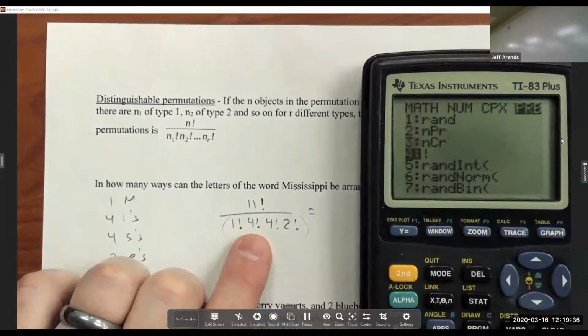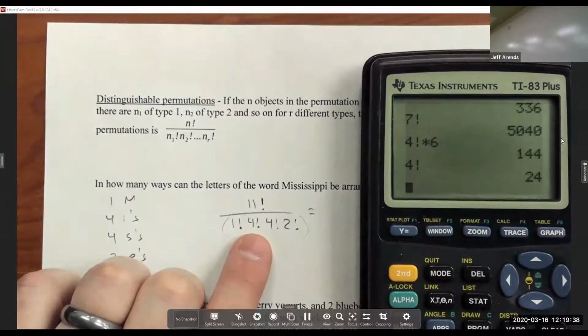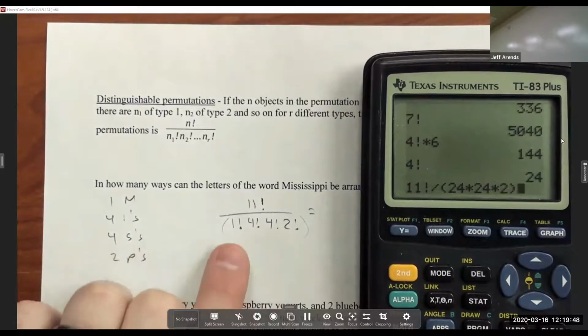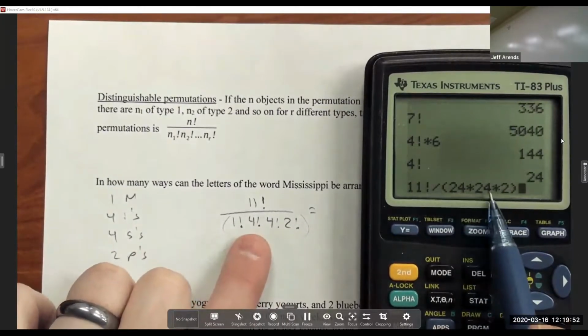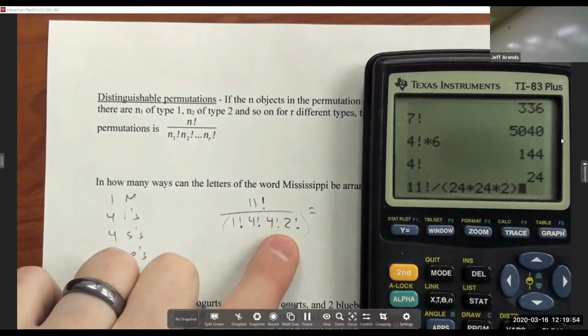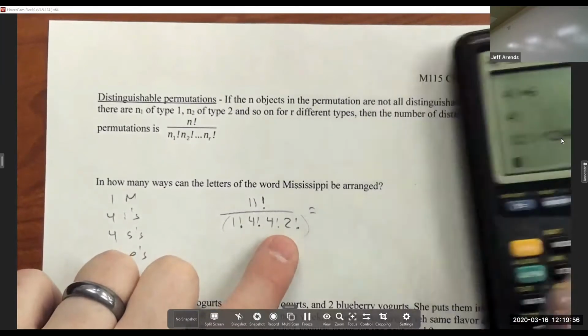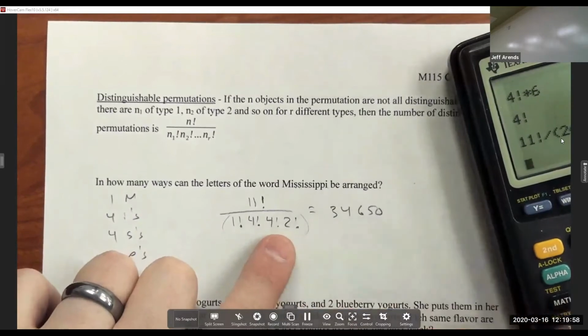4 factorial is 24. So I'll do 11 factorial divided by parentheses 24 times 24 times 2. 2 factorial is just 2. 1 factorial is 1, so I don't need to put it in there. So this is my 4 factorial, that's my 4 factorial, that's my 2 factorial. Overall, I get 34,650 different arrangements of the word Mississippi.